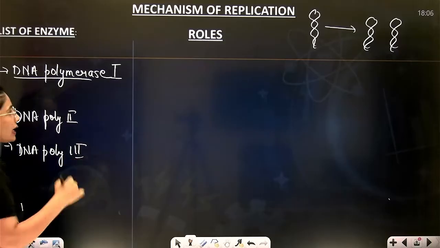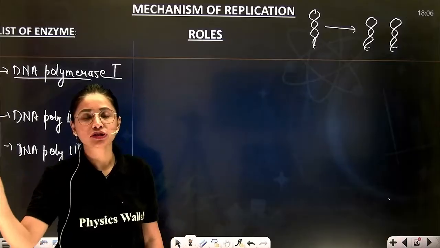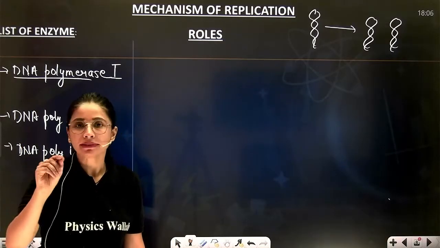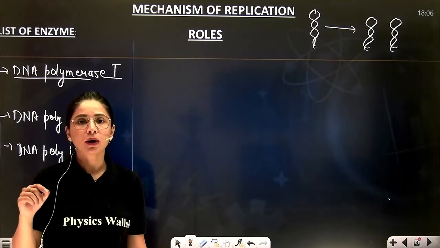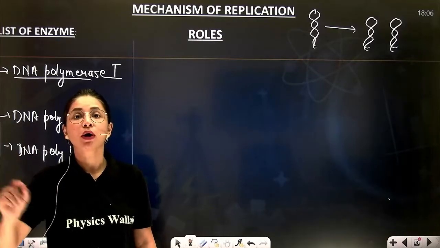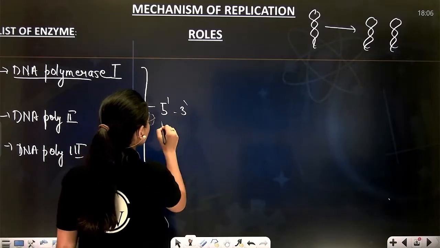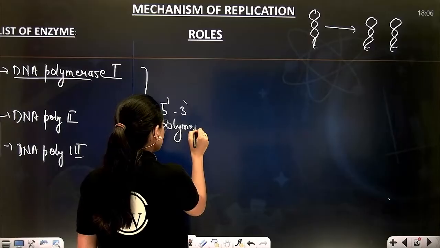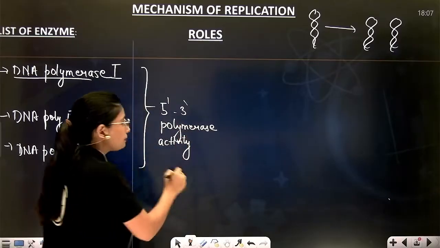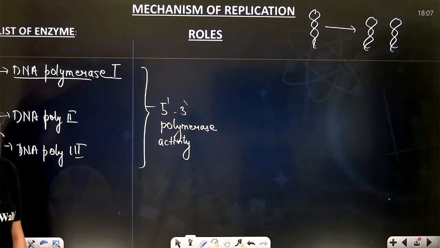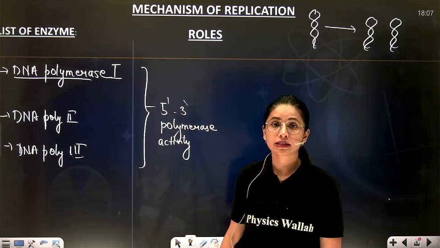Be it any type of DNA polymerase, their main function is synthesis of a new DNA strand in the 5' to 3' direction. That means all the three types of DNA polymerase have the property of 5' to 3' polymerase. So all three, they have 5' to 3'. That means the new daughter strand is always going to be synthesized in the 5' to 3' direction. Okay, beta, the speed of polymerization, the speed of the synthesis of DNA is very fast.